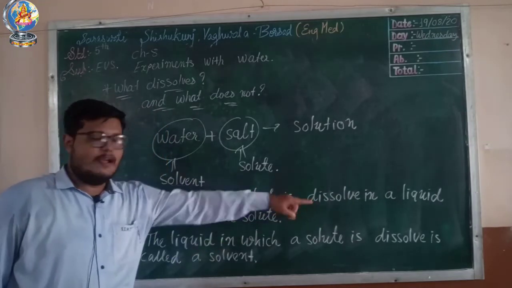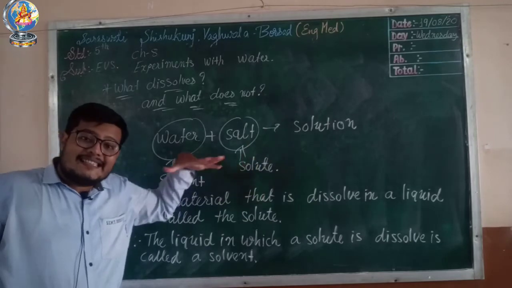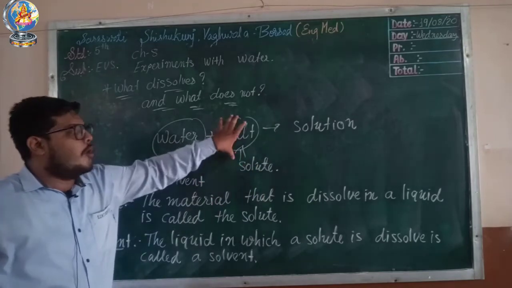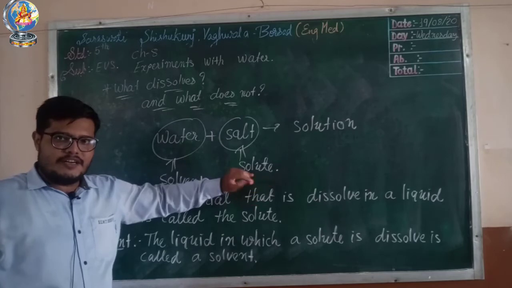The material that is dissolved. Now here in this example, what is dissolved in water? So salt. So salt is solute. We already wrote it. It is solute.